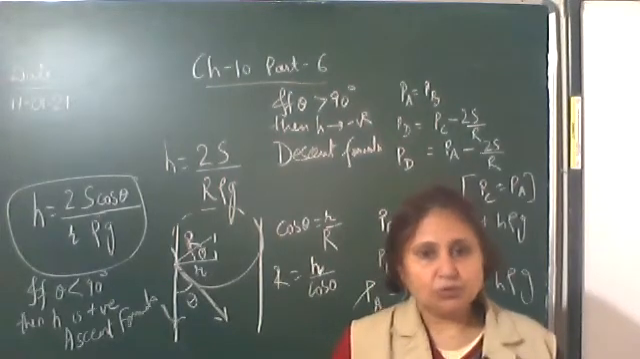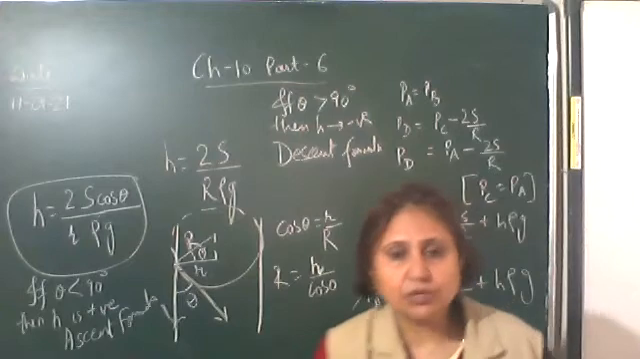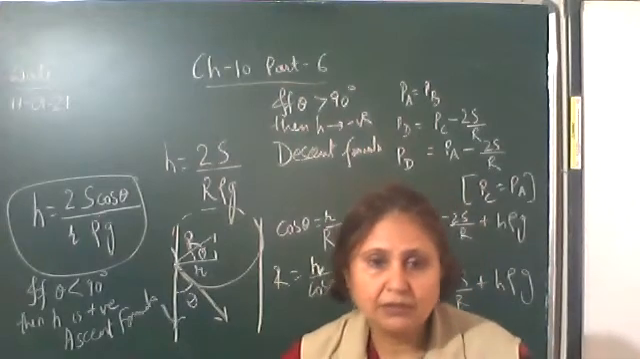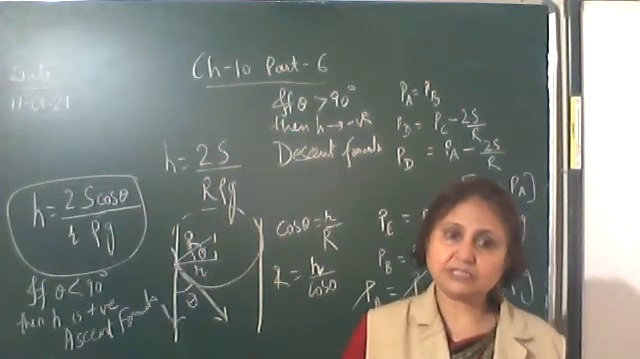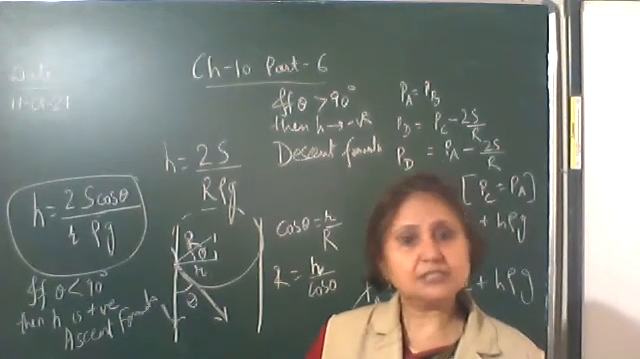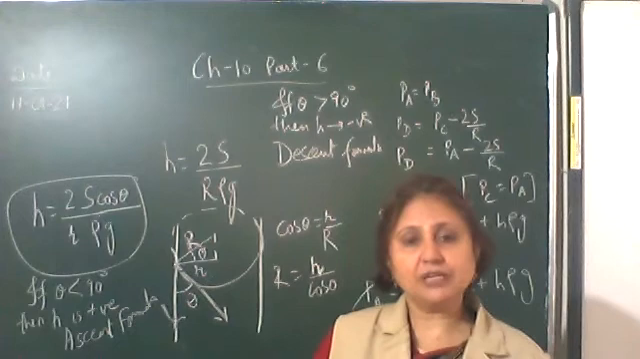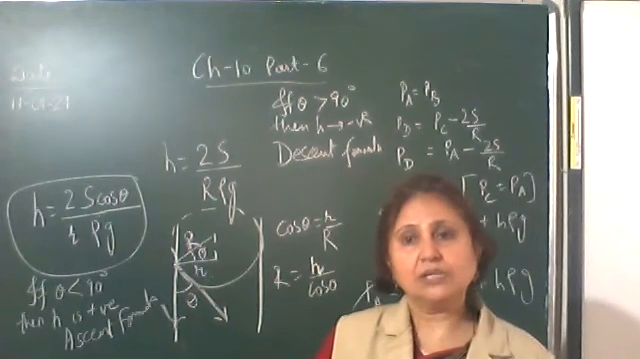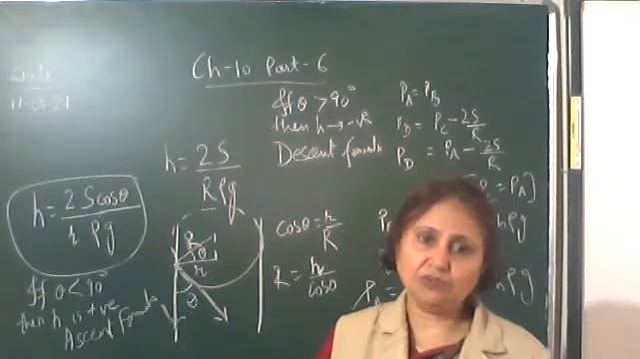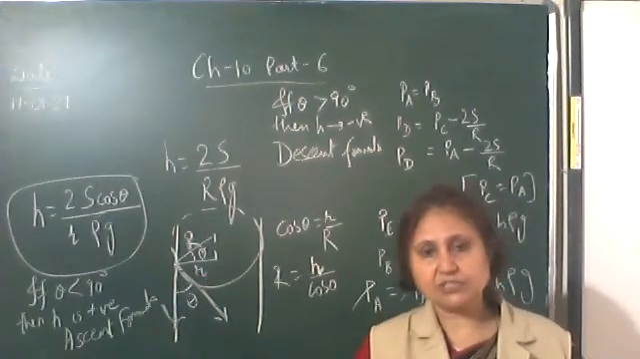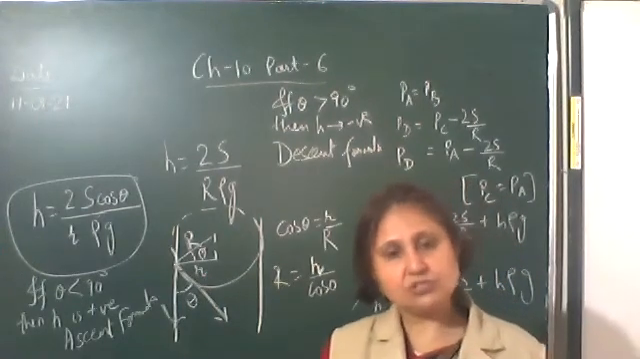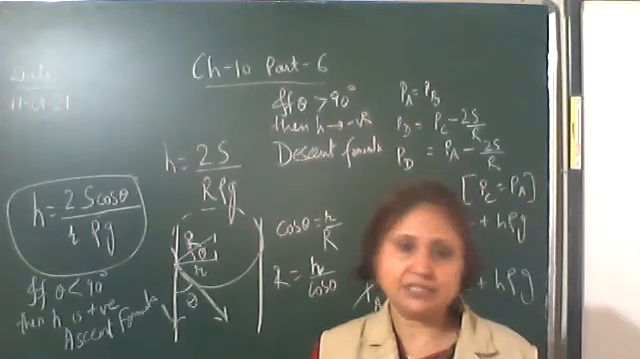Like salt is highly soluble in water. Salt when dissolved in water will increase the surface tension of the water, whereas detergent is sparingly soluble in water and will reduce the surface tension of water. So highly soluble increases the surface tension of the liquid. Sparingly soluble, that is less soluble, decreases the surface tension.